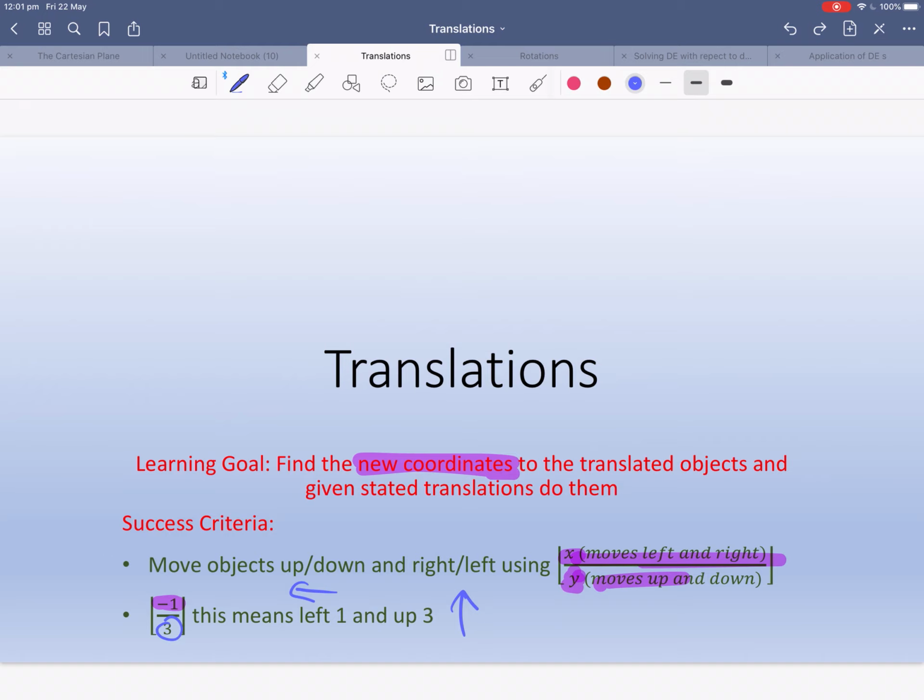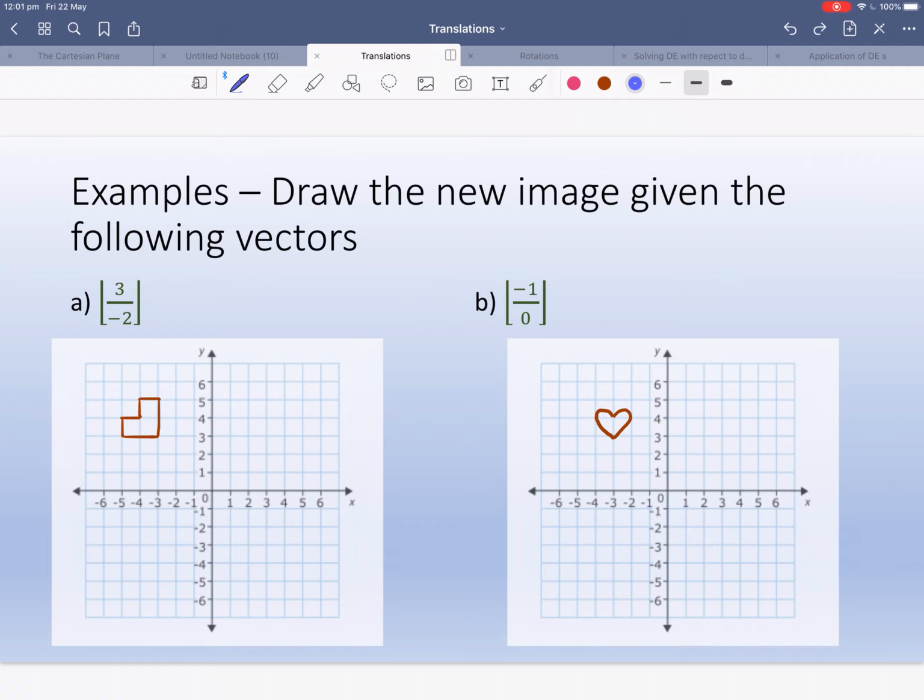All right, write this down, please. And we're going to do an example. It says draw the new image given the following vectors. Now we looked at the success criteria and we know that this one is x, which means it moves side to side. Now because 3 is a positive number, there's no negative in front of that. It's just like if I asked you how old you were, you wouldn't say positive 14. You would say 14. So 3 doesn't need to acknowledge that it's positive. It just is.